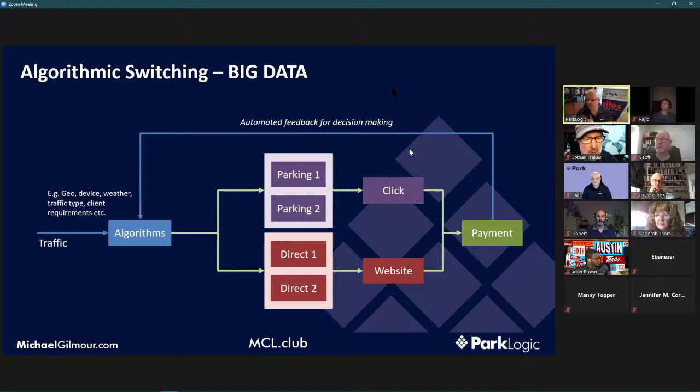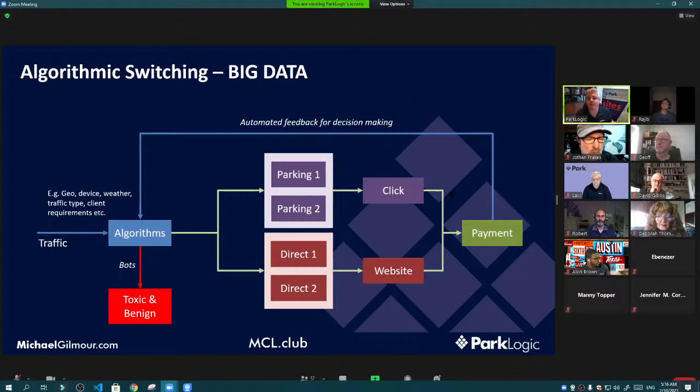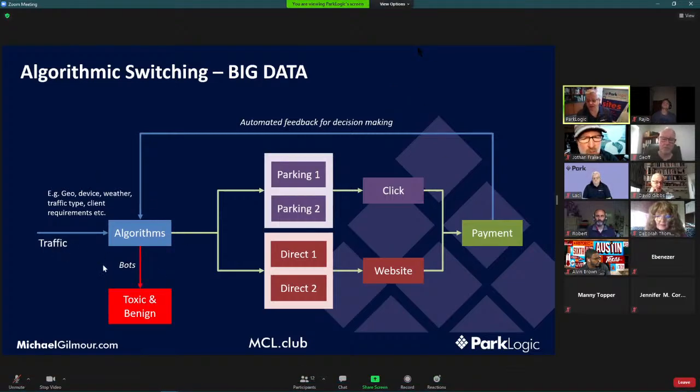So if we look at this big diagram I drew before, what we now have as part of the algorithms, on the side, is a Dropbox, where all the toxic or benign bad traffic, we're dumping it out. And they're largely bots. Now, I can define what we call toxic traffic and benign traffic, and I did a session on this at NamesCon, but that's a completely different topic. Realistically, it's the traffic which is not human.